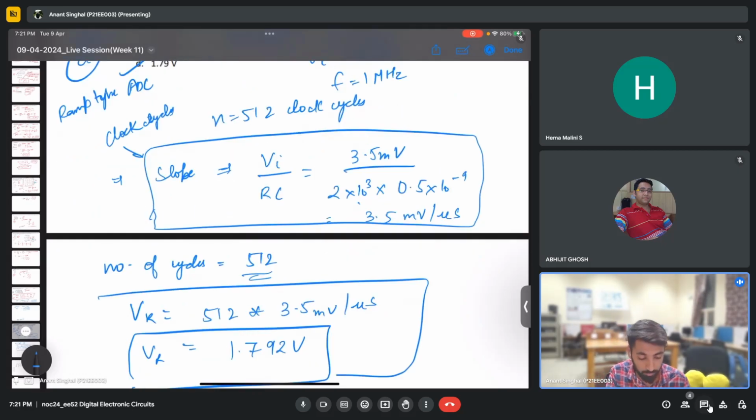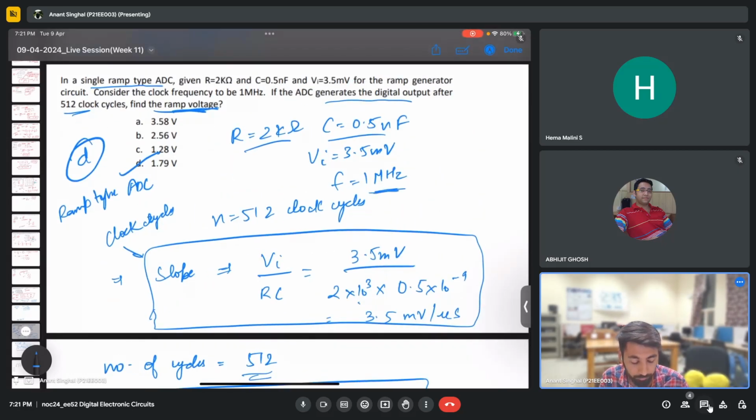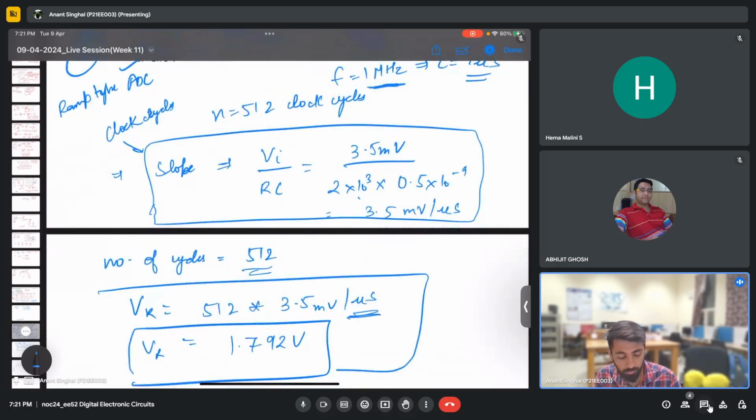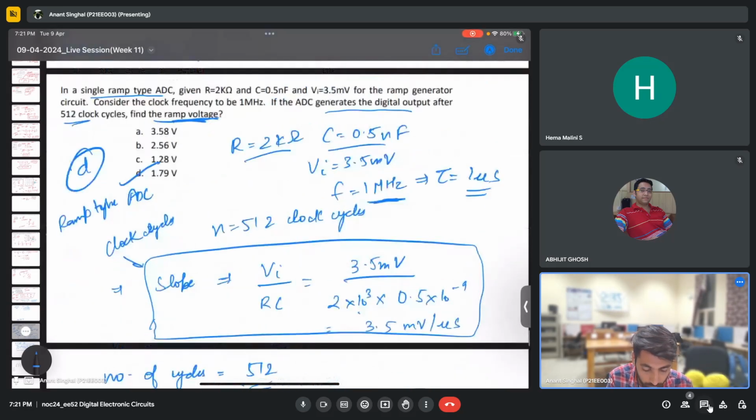This microsecond is getting eliminated by the frequency, which is 1 megahertz, which gives a time period of 1 microsecond only. That is why we have not considered this microsecond. That is, let's say 1 by f, which is again 1 microsecond. Is it clear?